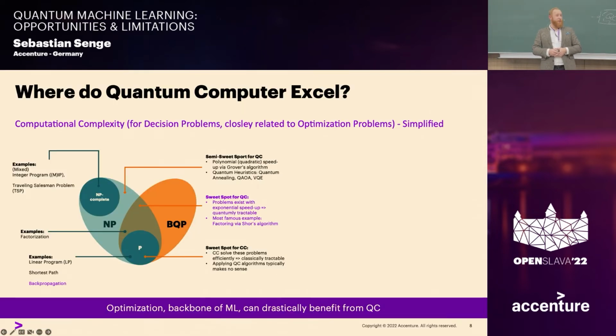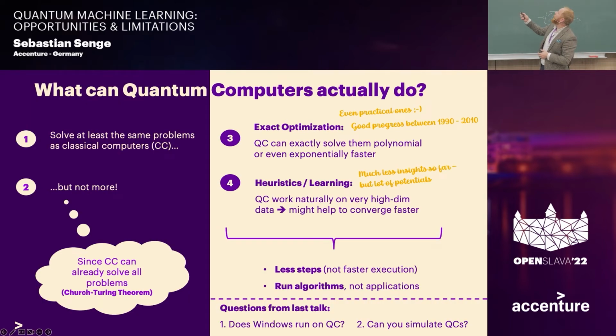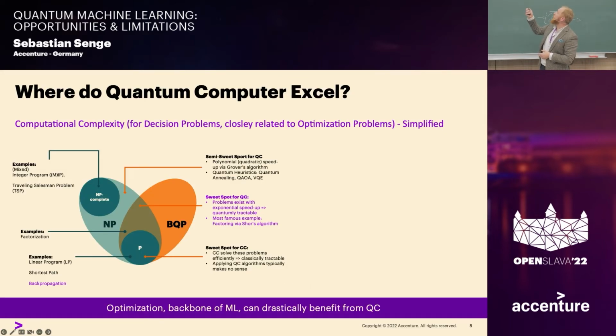The question is now, where are they really, really good? And this is just an overview. We cannot go into all the details, but the idea here is that there are certain classes of problems where classical computers are pretty good. And this class of problems is called P. So this class up here, P, stands for polynomial time. That means we can efficiently solve that on a classical computer, but that's not too important.